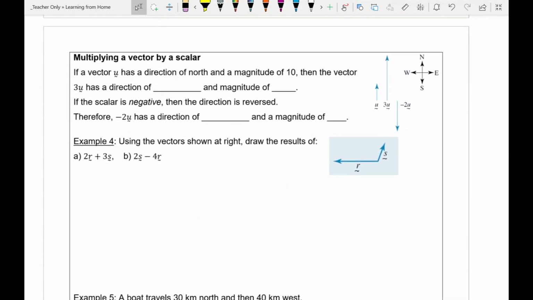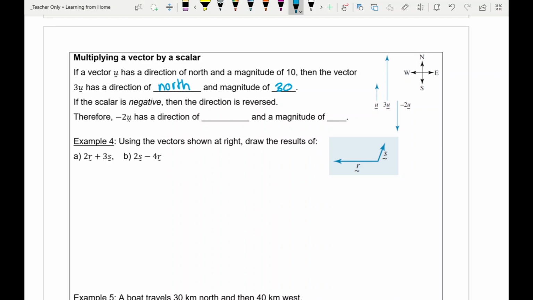Okay. So once we've got our vectors set up, we can take multiples of vectors. So for instance, we have these three vectors off to the side here, u, 3u, and negative 2u. So we see when we multiply by a positive scalar bigger than 1, we're increasing it. A positive scalar less than 1, we're decreasing it. And then if it's a negative scalar, we're also changing the direction. So if a vector u has a direction of north and a magnitude of 10, then the vector 3u is still going to have a direction of north and a magnitude of 3 times 10, which is 30.